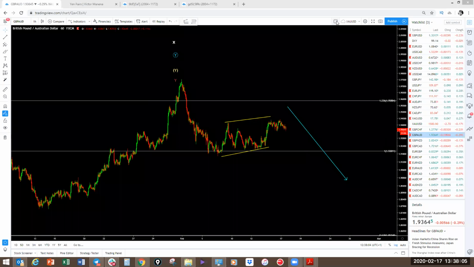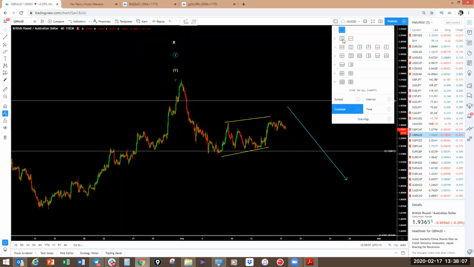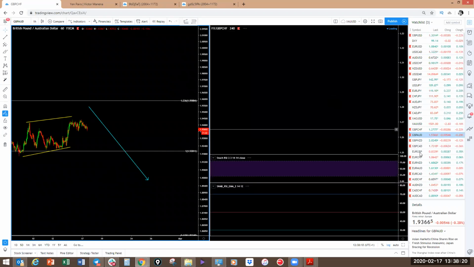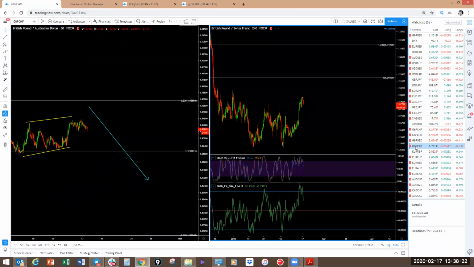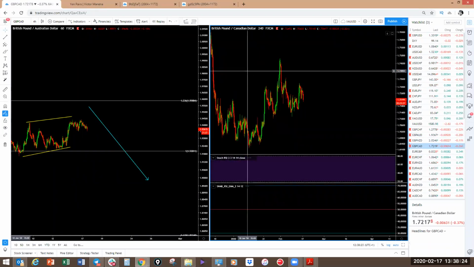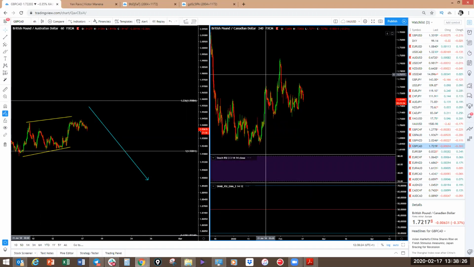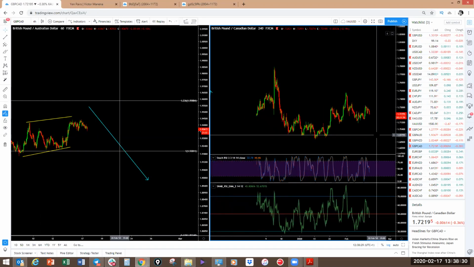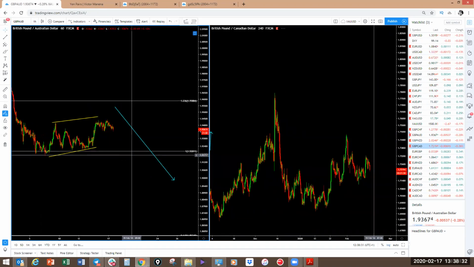I'm going to bring the next pair here. That had a similar structure that we traded a little bit different to what we had forecasted. So I'm going to put on the right-hand side, pound CAD. So pound CAD, if you remember, in one of the weekly webinars and the daily webinars, this is what we looked at.